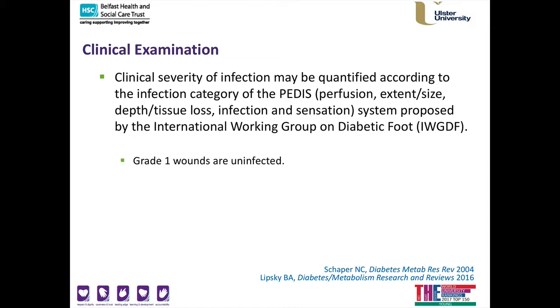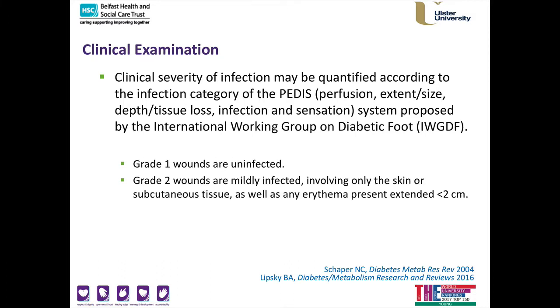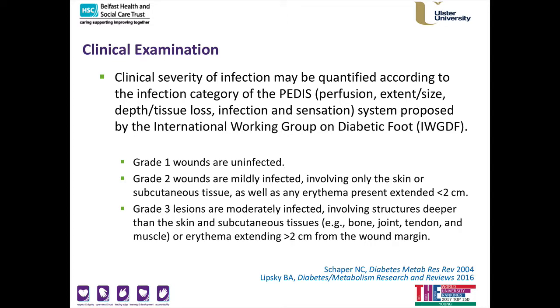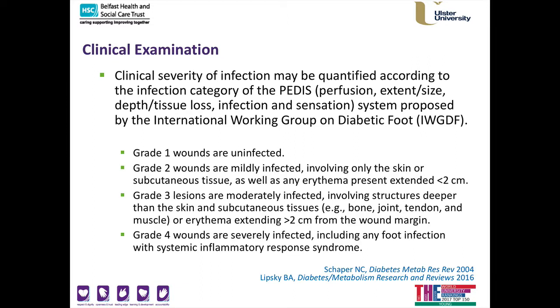So grade 1 wounds are really uninfected, they're just a break in the skin. Grade 2 wounds have mild infection, potentially the skin or maybe even the subcutaneous tissue, and are usually small in diameter. Grade 3 lesions clearly are getting a bit bigger, affecting the skin, subcutaneous tissue, and perhaps even deeper, the bone, joint or tendon. And grade 4 infection is where you have a severely infected wound with systemic upset.